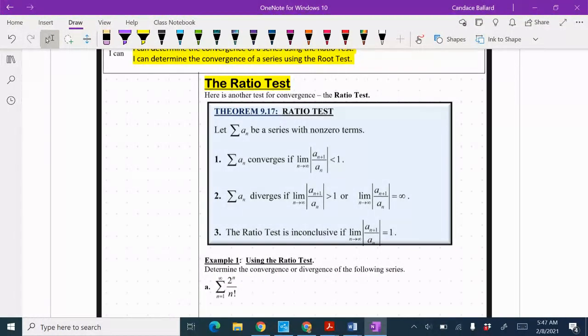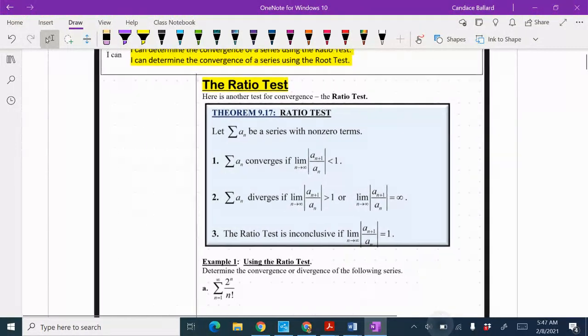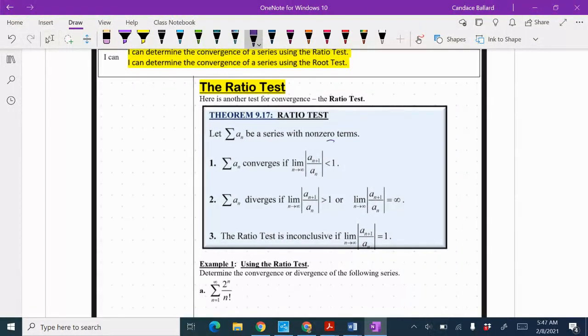So what the ratio test is: we know we converge if we take the limit as n approaches infinity of a sub n plus 1 series dividing by our original series. So this is putting n plus 1 in for n, and this is the original. If that turns out to be less than 1, we converge. If it's greater than 1 or equals infinity, we diverge. If it is exactly equal to 1, it is inconclusive, meaning we'd have to pick one of our other tests.